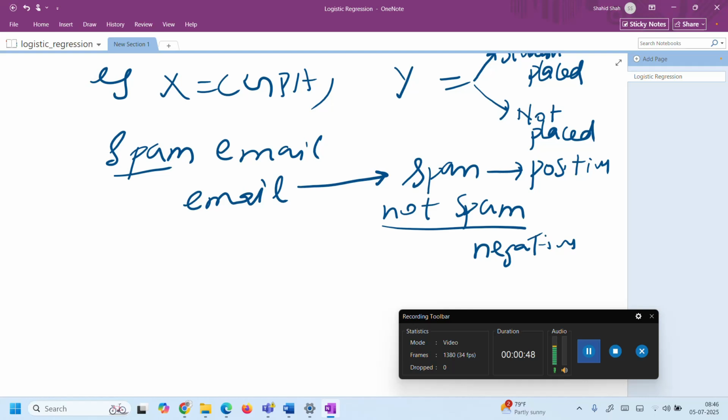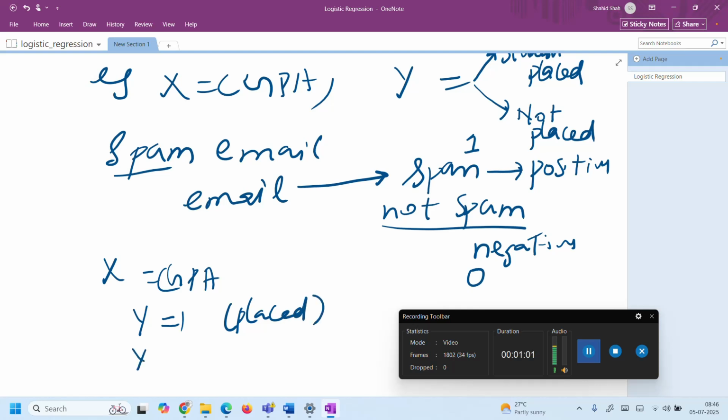It is customary to denote positive values by 1 and negative by 0. That is, if x is CGPA and the student is placed, we will say y is equal to 1. It means the student is placed. And if y is equal to 0, it means the student is not placed. Similarly, in case of email, if the incoming email is spam, then the value of output is 1. If it is not spam, it is 0.